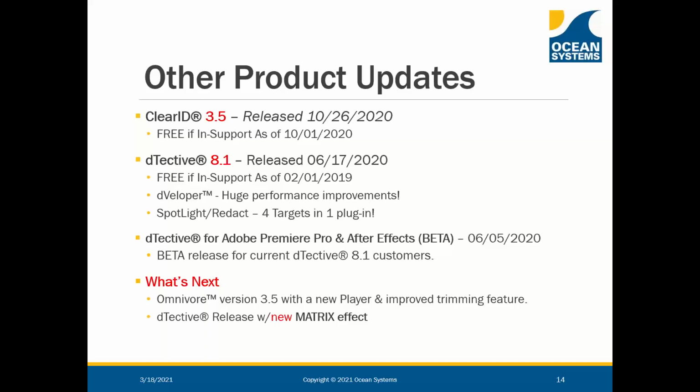They're so powerful. Other product updates: ClearID 3.5 was released back in October to address Photoshop 2021. So if you haven't grabbed that and you're in support, please do get that installed to the latest version of Photoshop. Detective 8.1 was released last summer with some huge performance improvements on Developer, Spotlight, and Redact improvements, and then of course our beta for Adobe Premiere Pro and After Effects. If you've checked out that, we certainly want your feedback. Love to hear your feedback if you're leveraging that beta product.